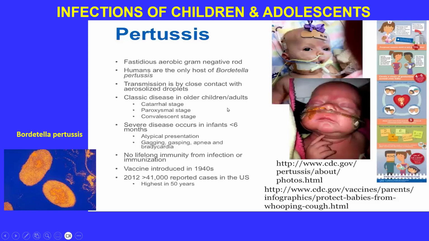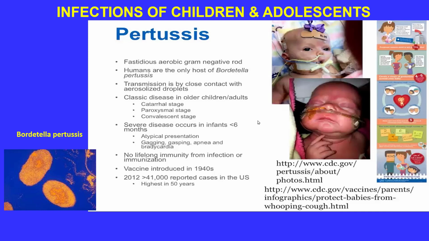The classic disease in older children and adults is a catarrhal stage, a paroxysmal stage, and then a convalescent stage. So severe disease occurs in infants less than 6 months. They end up with atypical presentation. They end up with gagging, gasping, apnea, and bradycardia. That's a slowing down of the heart. There is no lifelong immunity from infection or immunization. The vaccines were introduced in the 1940s.